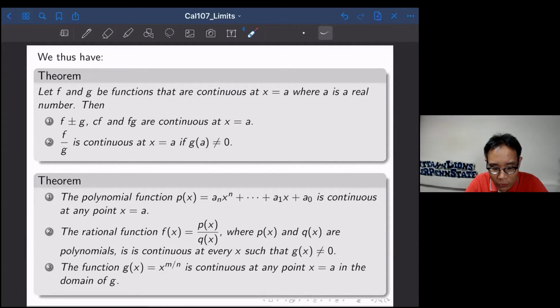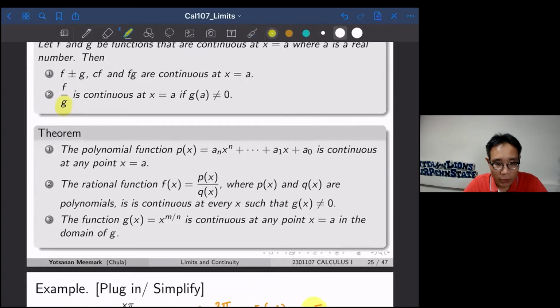However, if you have the quotient of two functions, you have to be a little bit aware of the bottom. The bottom needs to be not equal to 0 in order to make your function continuous. By the way, a polynomial function p(x) equal to a_n x to the n plus, up to, a_1 x plus a_0 is continuous at any point x equal to a. So this is continuous at any x.